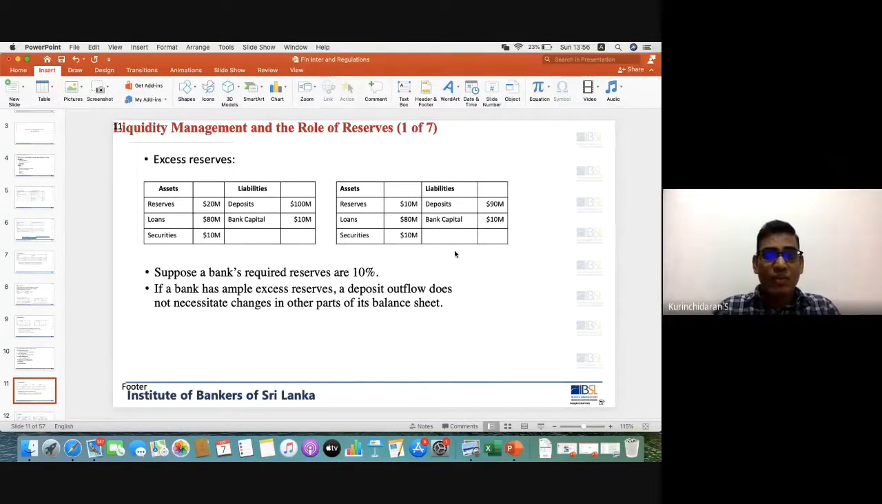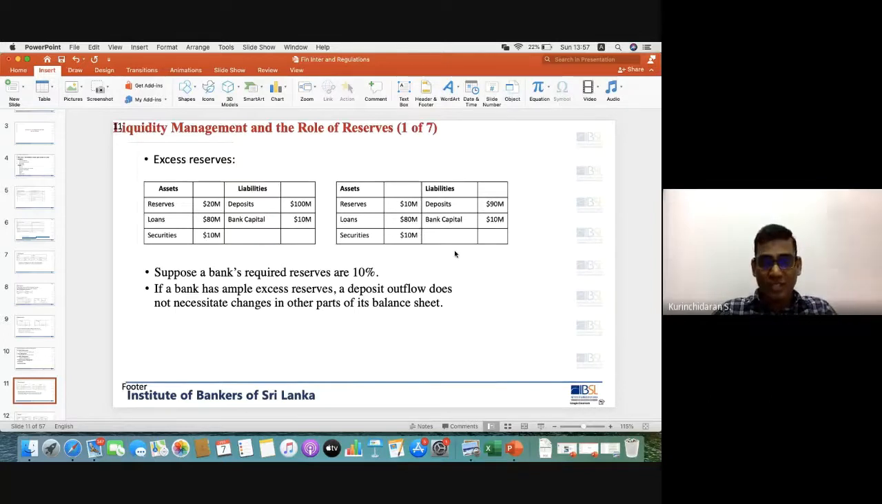Now suppose, as we discussed, the reserve requirement is 10%, right? That means if you have a 100 million deposit, you should have only 10 million reserve. But here, what is happening? You have 20 million reserve. That means you have excess reserve. Clear? Fine. Now let's assume a customer wants to withdraw 10 million from your bank.